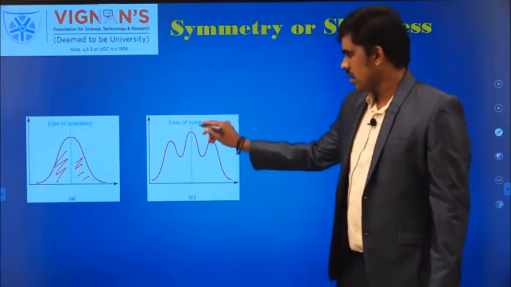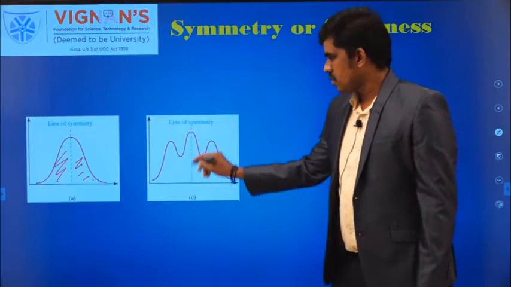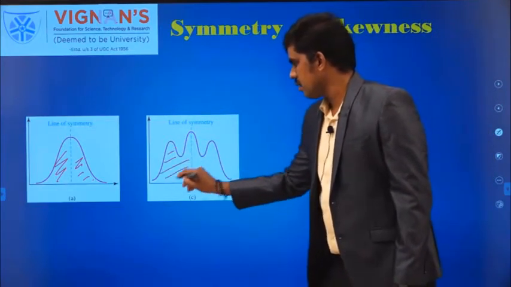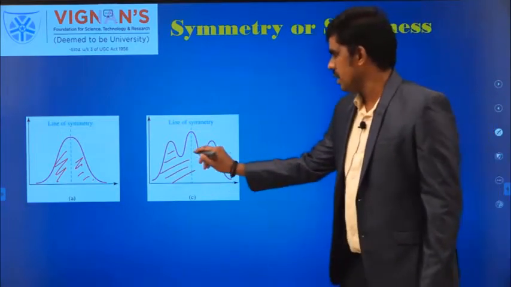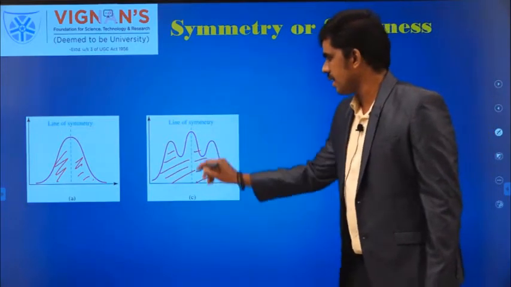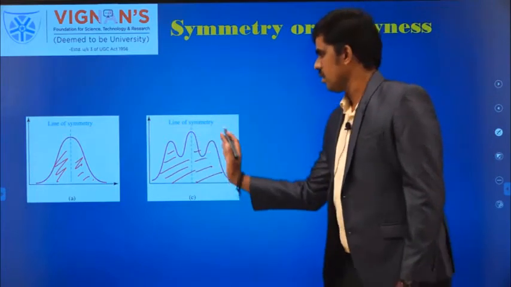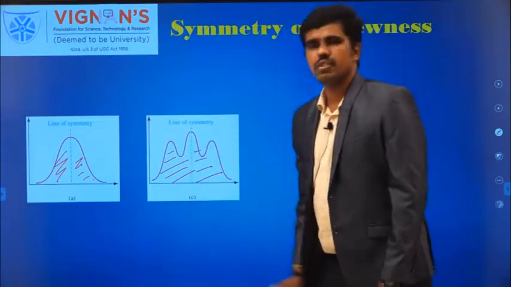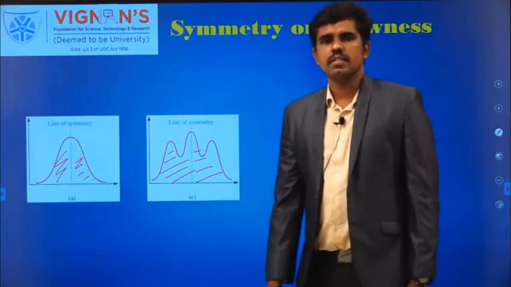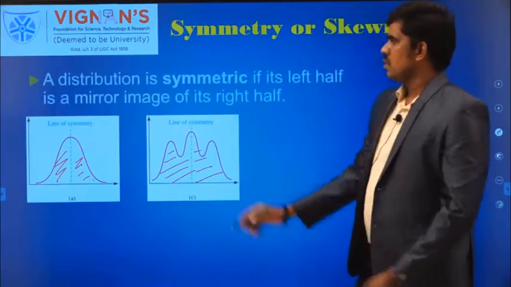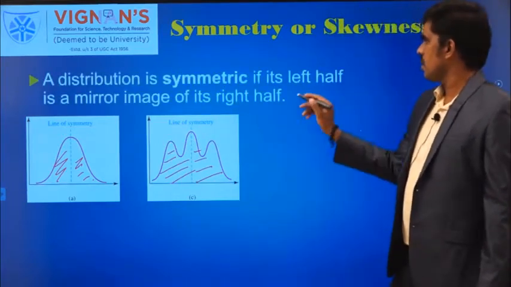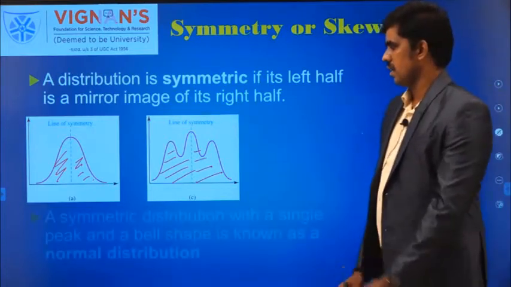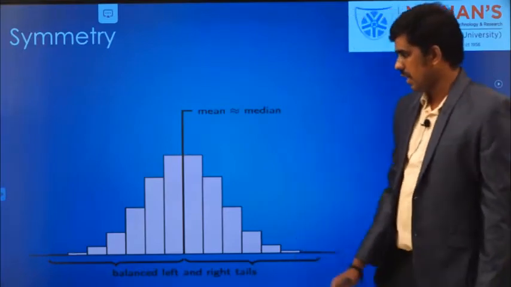Here also you see this is also a symmetric graph. Why? Because the left side area is equal to the right side area. If we fold exactly at the center point, the area will be matched, the graph will be matched. So in that case we will call this one a symmetric graph. A distribution is symmetric if its left half is a mirror image of the right half, then we say that it is a symmetric graph. Now you can understand symmetry in a clear way.